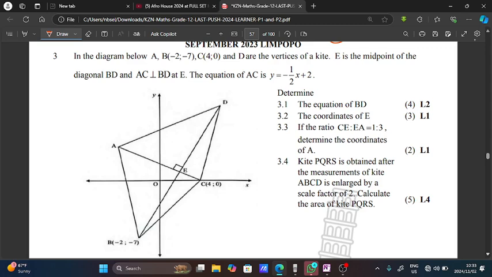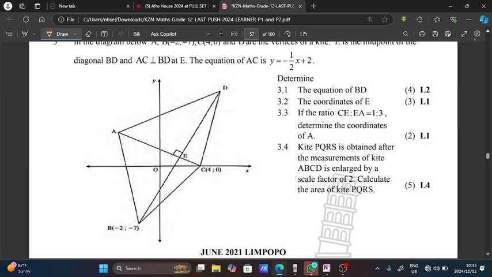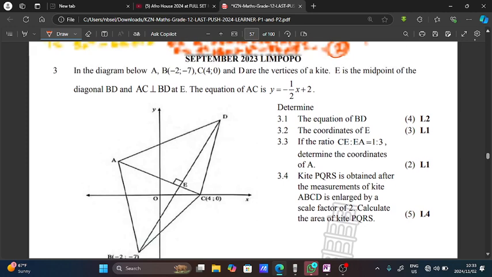Right, let's look at this one. This one is from September 2013. Here they are saying, in the diagram below, A, B, C, D are the vertices of a kite. Now we have a kite. E is the midpoint of the diagonal BD, and AC is perpendicular to BD. Everything is shown there.